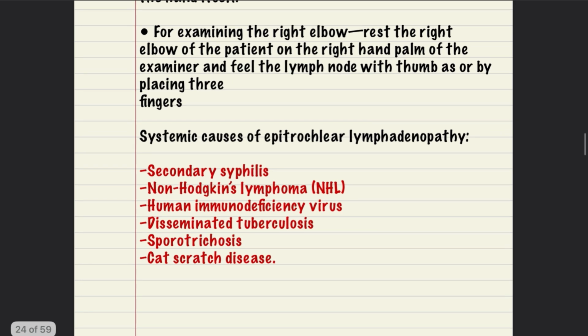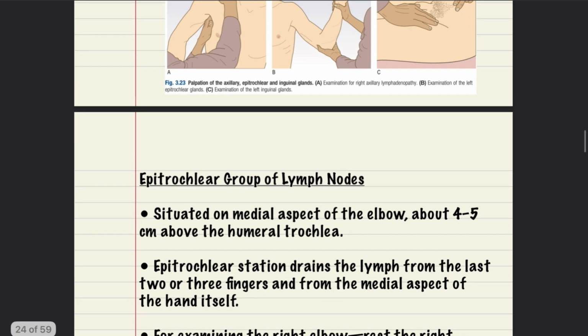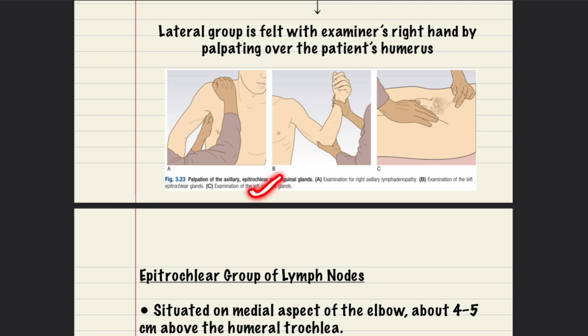Now after we examine, we need to know if it is enlarged, then what could be the causes of the epitrochlear lymphadenopathy. Namely, they could be secondary syphilis, NHL, non-Hodgkin's lymphoma, HIV, disseminated TB, sporotrichosis, or it could be cat scratch disease. So this is about the epitrochlear lymph nodes.